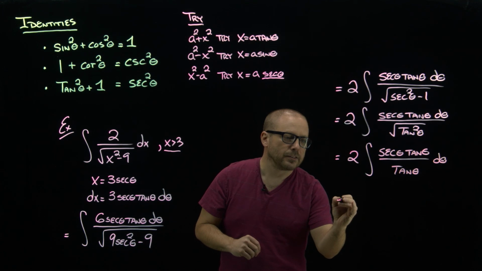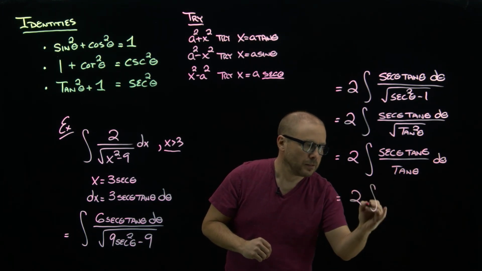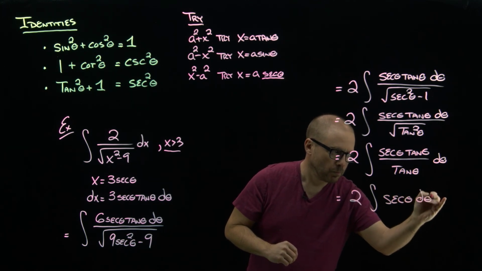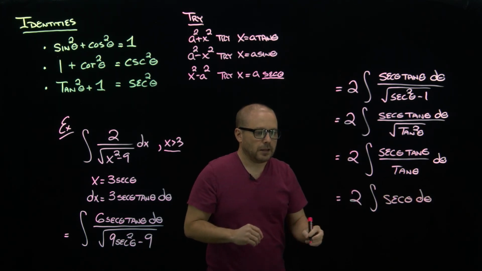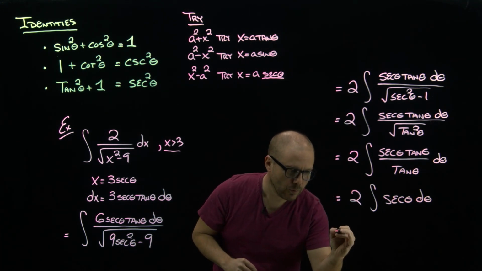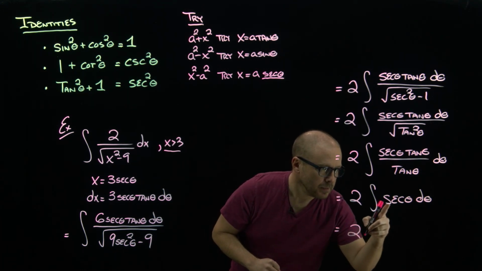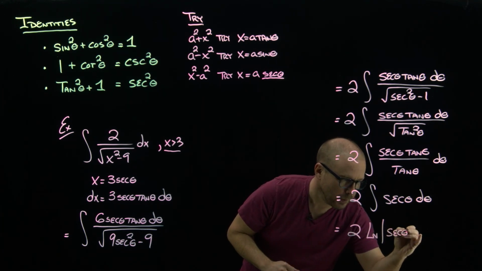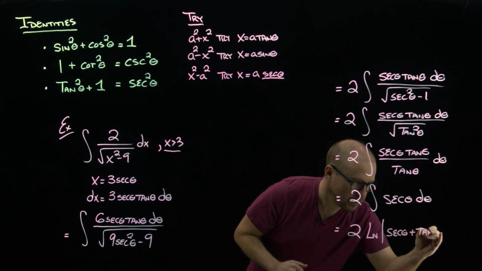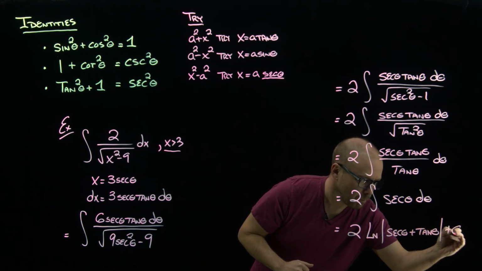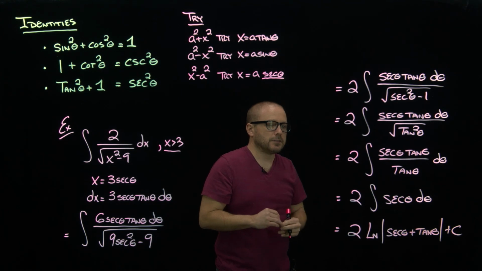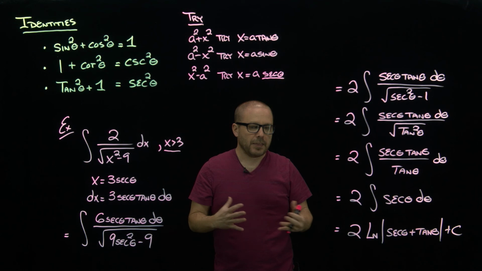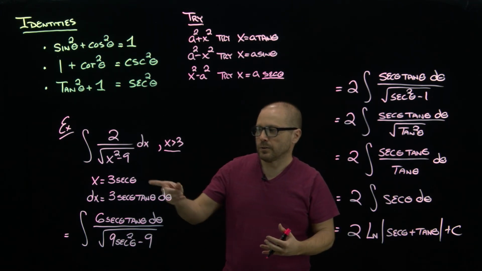Now this simplifies down to just secant, and as we saw before, the antiderivative of secant is that kind of awkward one that you should probably just memorize because the derivation is tricky. So the antiderivative of secant is natural log absolute value of secant plus tangent. And then lastly, we want to get back to x.